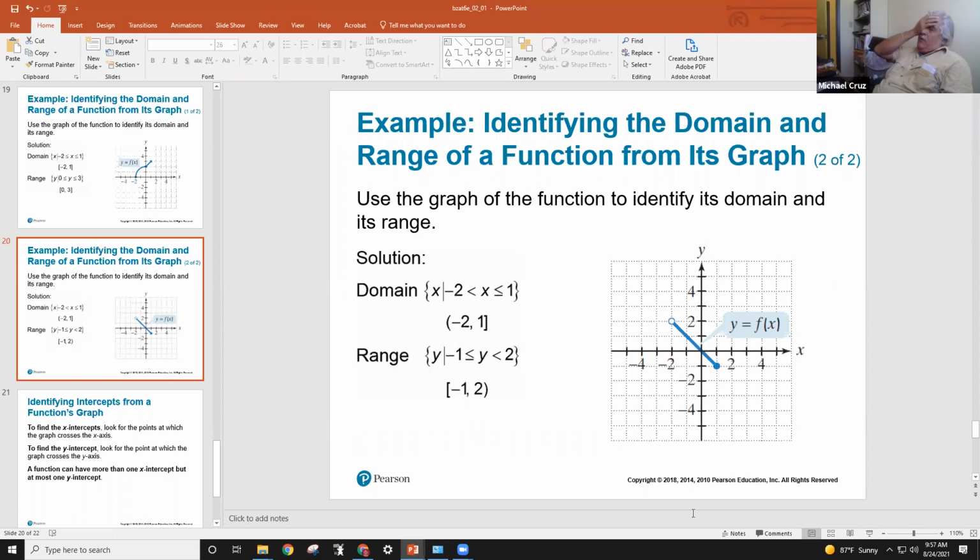Usually, back in most people's junior high and high school days, they use the open circle and the filled in circle to mean what you see in here with the interval notation. The filled in circle means bracket. The open circle means parenthesis.